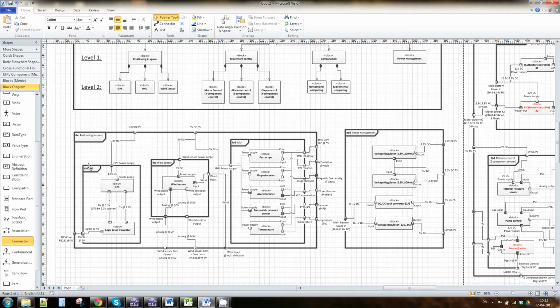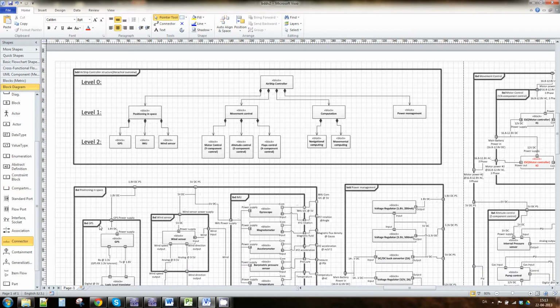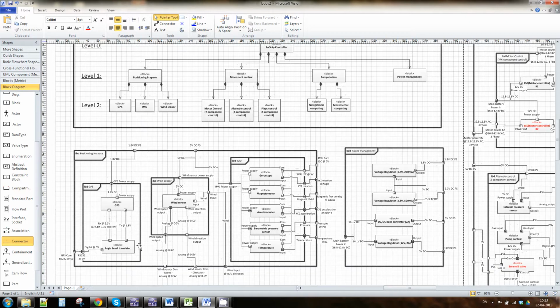So basically, every single block will be opened up. This is called the block definition diagram, actually, and this is the internal block diagram. So this shows the guts of all these blocks. And these are the flow ports, which indicate whether a signal, or something like pressure or acceleration, is going in or out of the system.